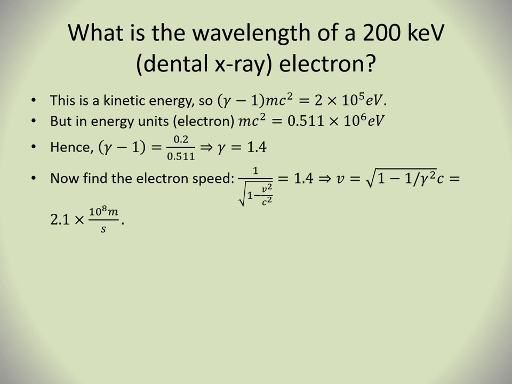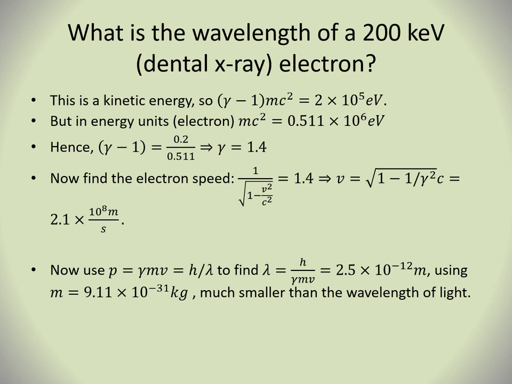Now we use momentum equals gamma m v, the relativistic momentum equation. The de Broglie relation, p equals h over lambda, gives lambda equals h over gamma m v. You put the numbers in, and it's about 2.5 times 10 to the minus 12 meters. Light has something like 500 times 10 to the minus 9 out front. Much, much longer wavelengths for light than for electrons.